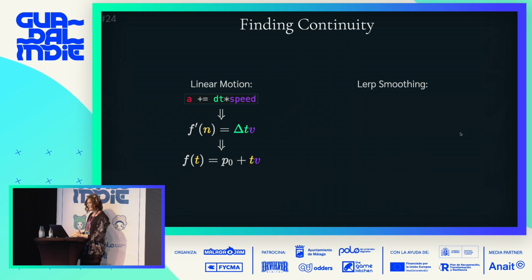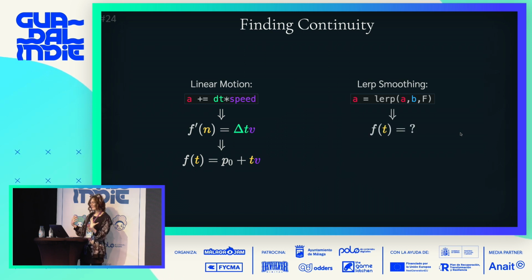But for lerp smoothing, it gets a little bit more complicated because we're starting out with this weird function where we're assigning to one of the values that we're using in the function itself, and it feels like this Ouroboros situation. So how do we go from lerp smoothing to a continuous function over time? That's the challenge now.